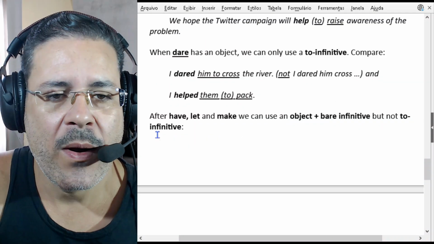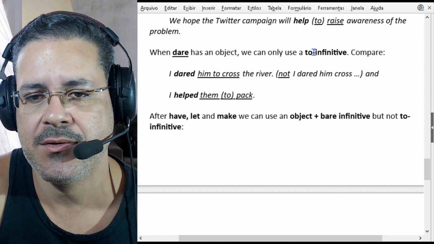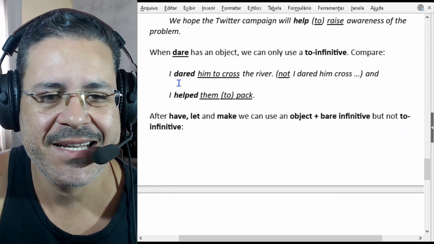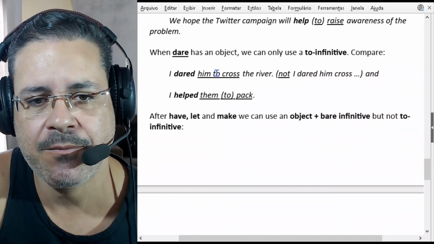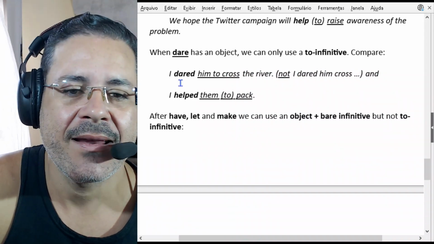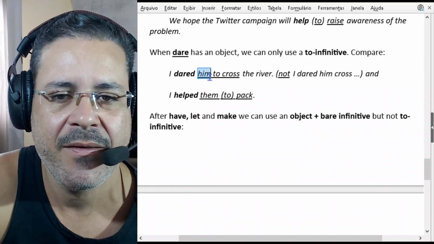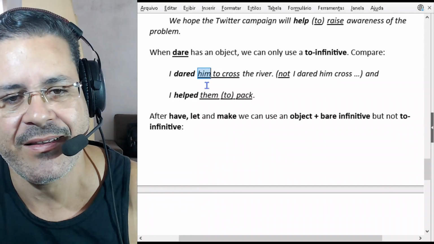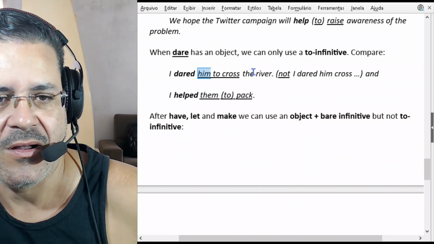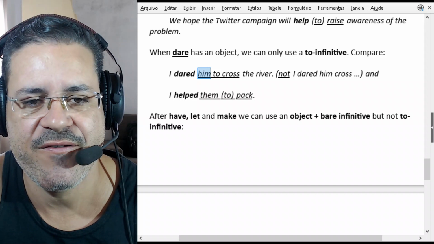Moving on. When dare has an object, we can only use the to infinitive. Compare. I dared him to cross the river. Not I dared him cross. I dared him to cross the river because we've got an object. Here, we can only use the to infinitive.